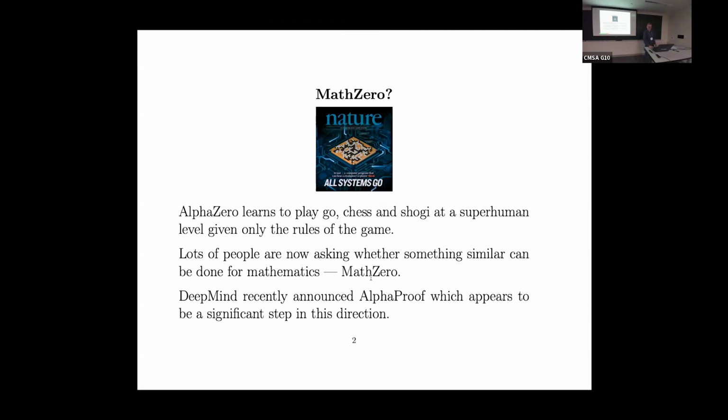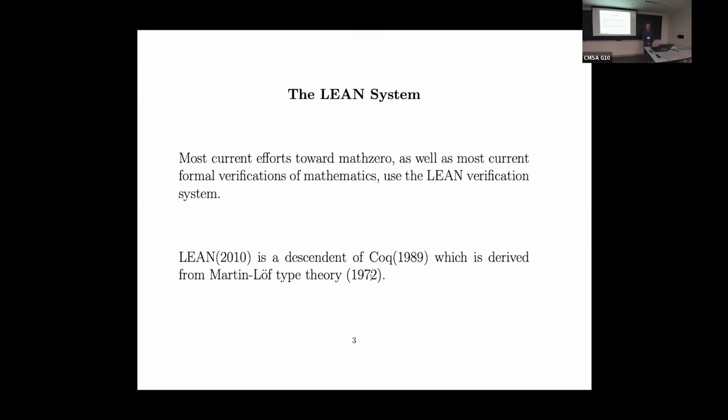So what I'm going to do today is not directly address this question, but talk about the technology underlying Lean. Lean is the system that many of these efforts, including AlphaProof, use as the base verifier for mathematics. Lean is emerging as the dominant system in this role, and ten years ago it wouldn't have been obvious why that would happen.